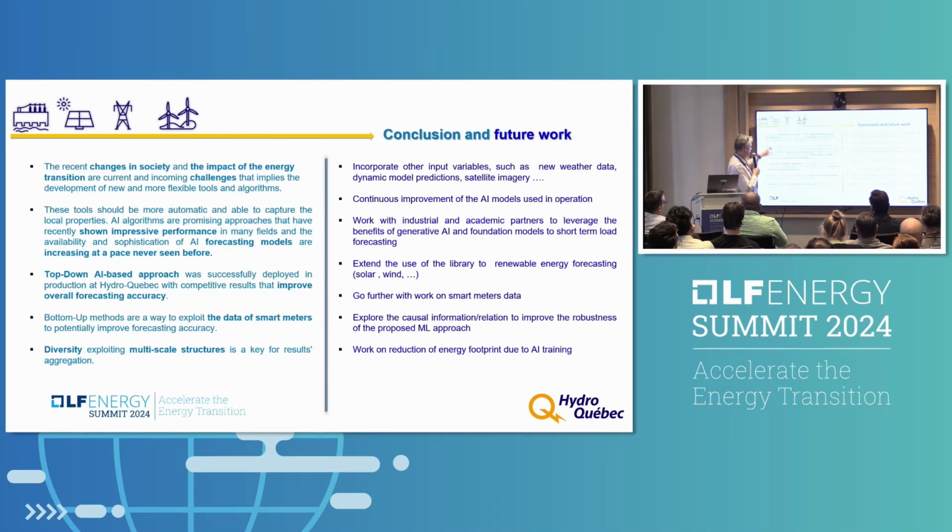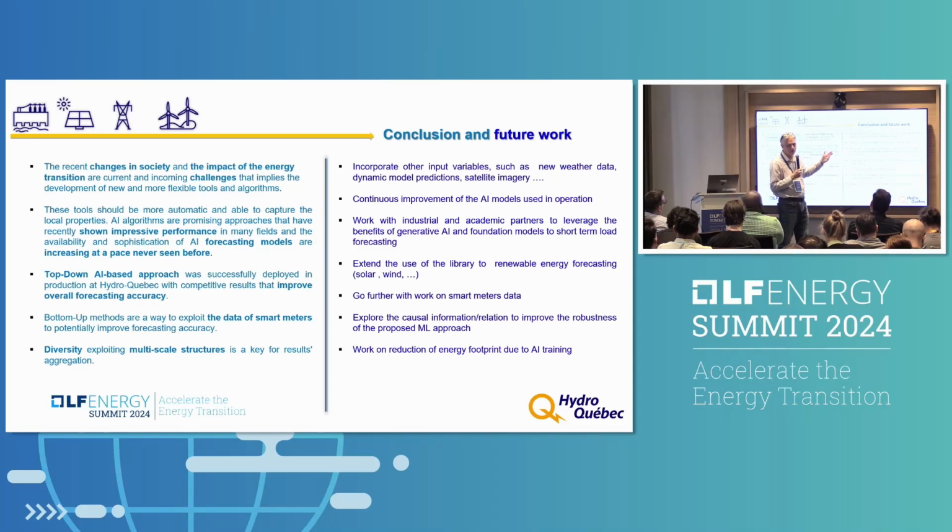Recent changes in society and the impact of the energy transition are current and incoming challenges that imply the development of new and more flexible tools and algorithms. These tools should be more automatic and able to capture local properties. The top-down AI-based approach was successfully deployed in production at Hydro-Quebec with competitive results that improve overall forecasting accuracy. Bottom-up methods are a way to exploit the data of smart meters, and diversity exploiting multi-scale structure is key for results aggregation.